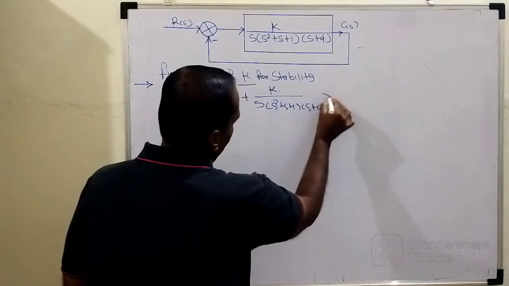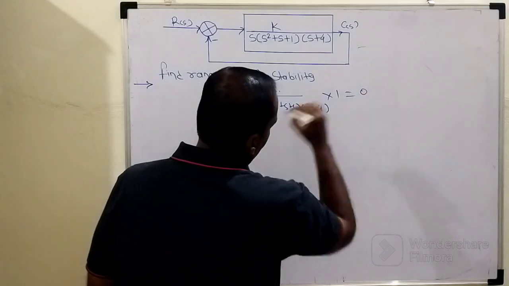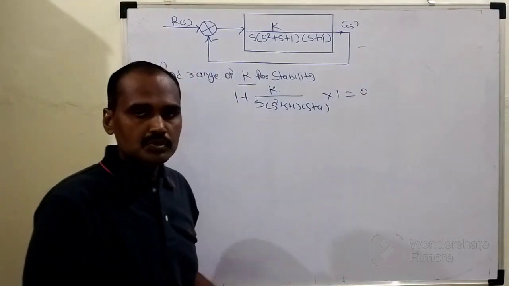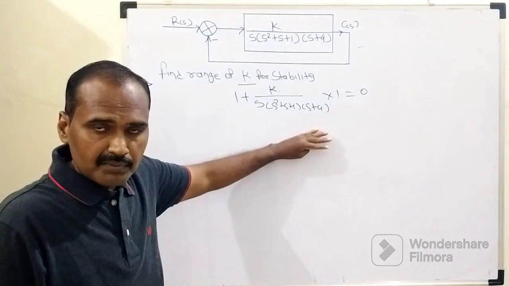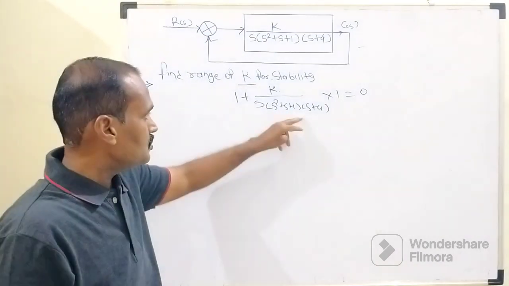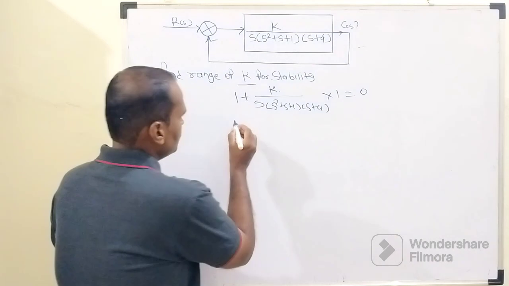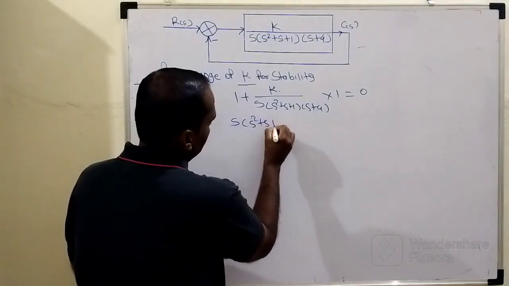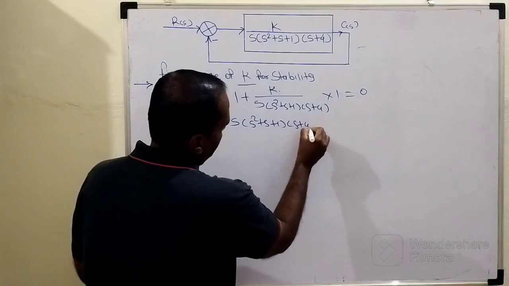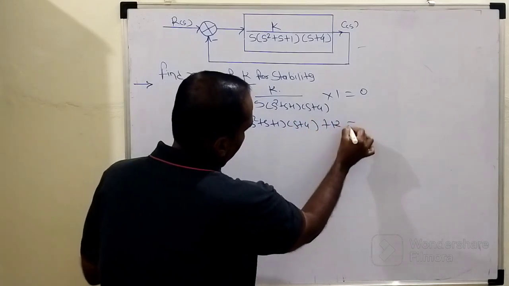So 1 plus g of s into h of s equals 0. This is how your characteristic equation will look. Then after that, a very simple mathematical simplification we need to do. This whole term will get multiplied with this one. As a result, it will become s into s square plus s plus 1 into s plus 4 plus k equals 0.